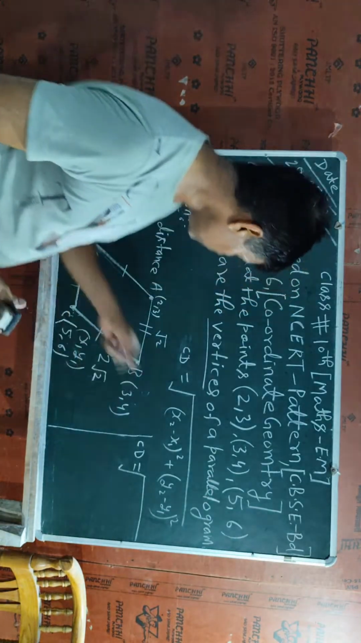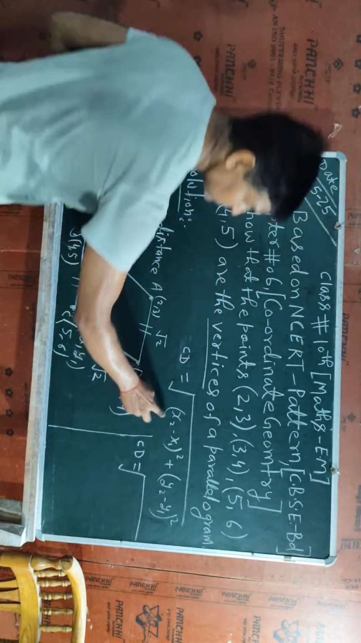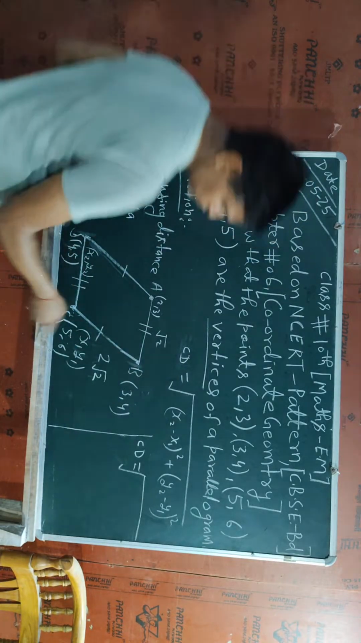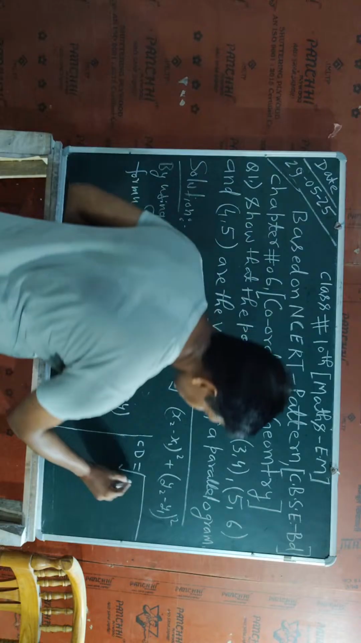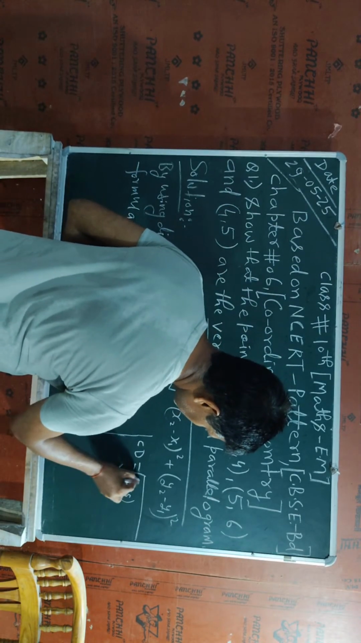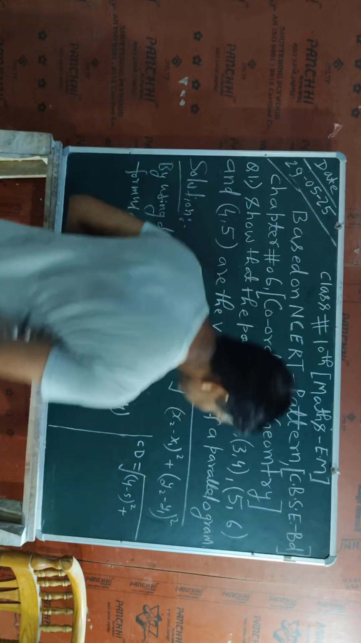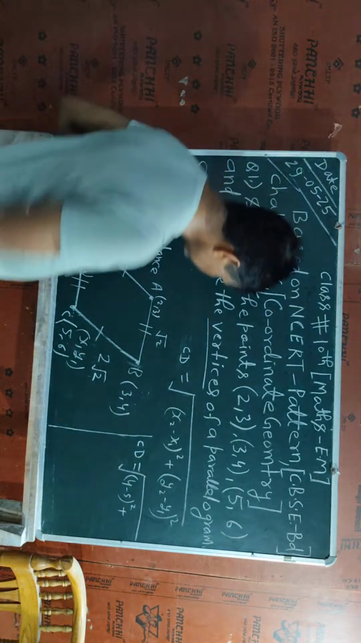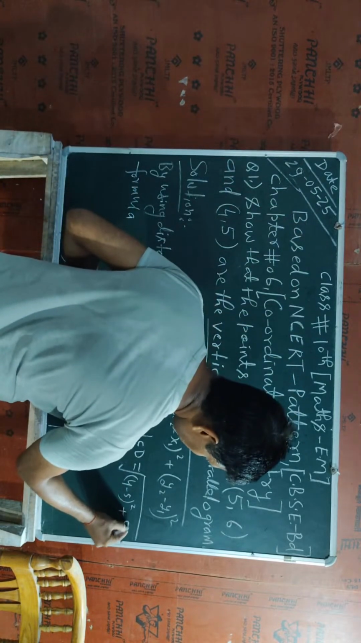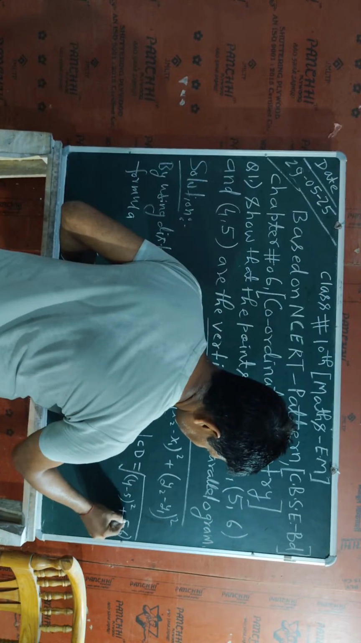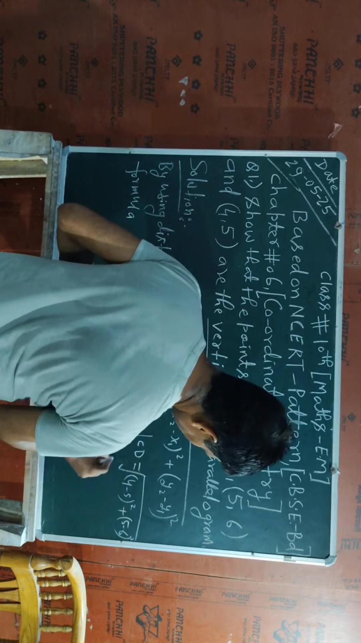Okay, student. Now further I am going to calculate this one, x2 minus x1. Here x2 is 4 and x1 is 5. So I will write 4 minus 5 whole square. Again I will put y2 minus y1, that is 5 minus 6 whole square. I will put the minus here, whole square. So again I will simplify.